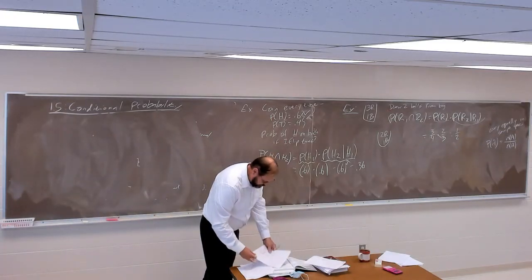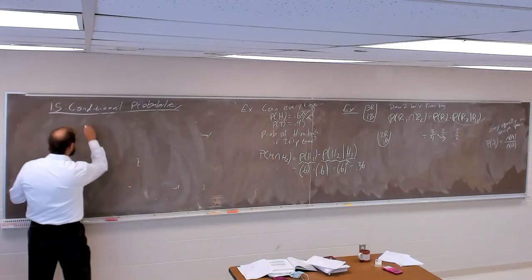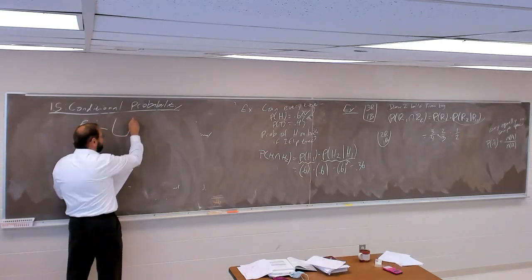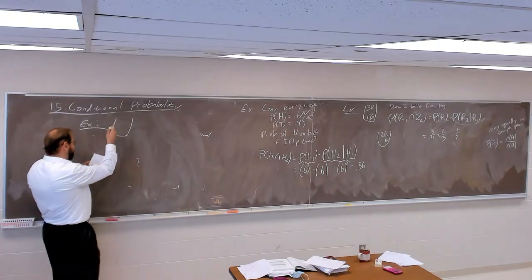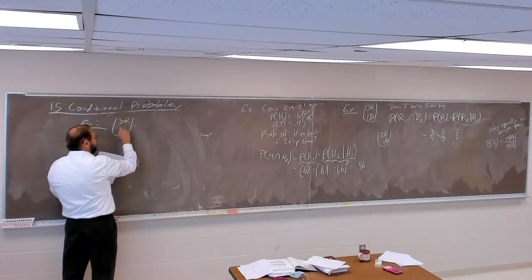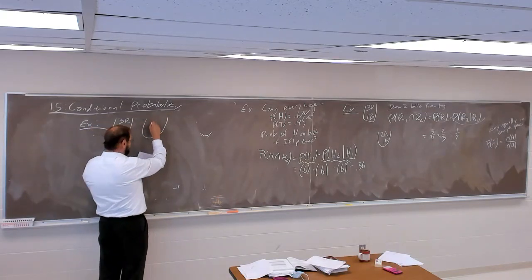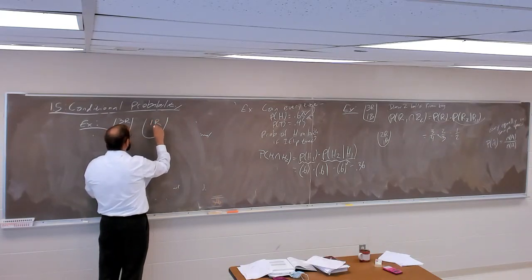Let's go with more, right? So here's an example. We'll make it fancy now. So now I have 2 bags with balls in them, right? This one has 3 red and 1 blue. And then this one has, let's just say, 2 red and 2 blue.